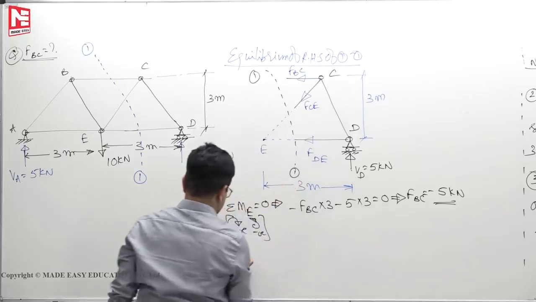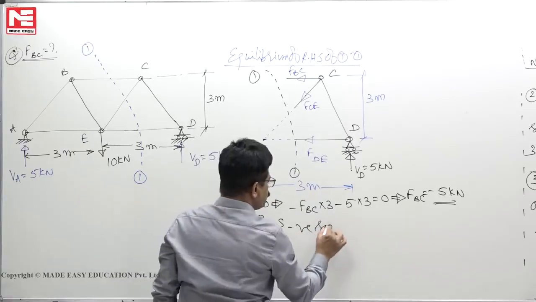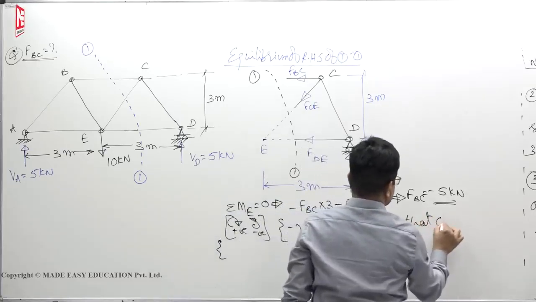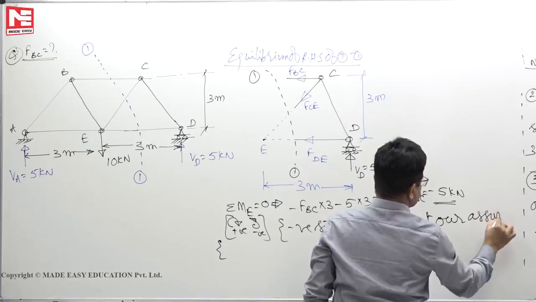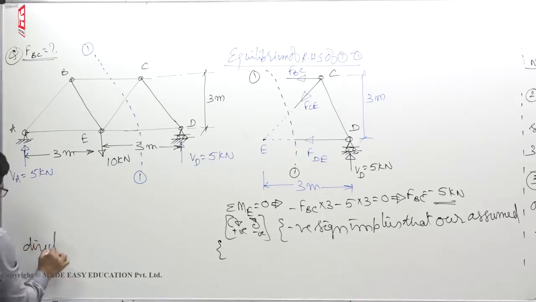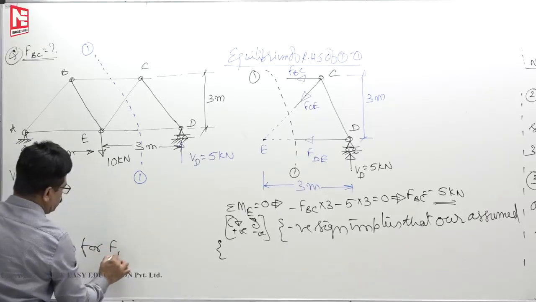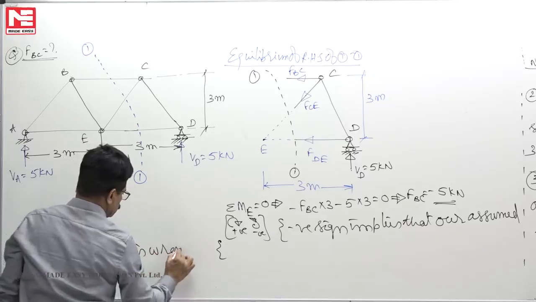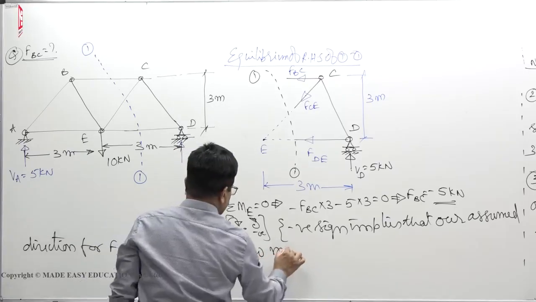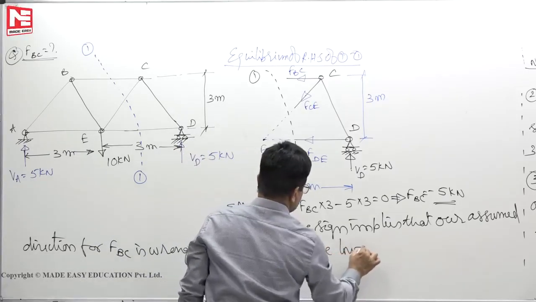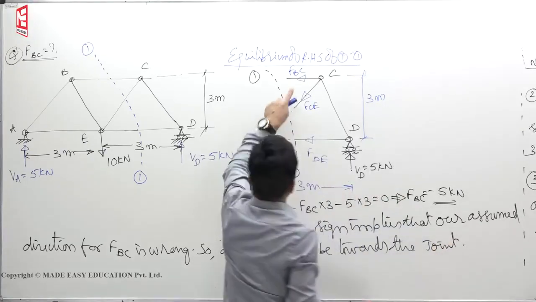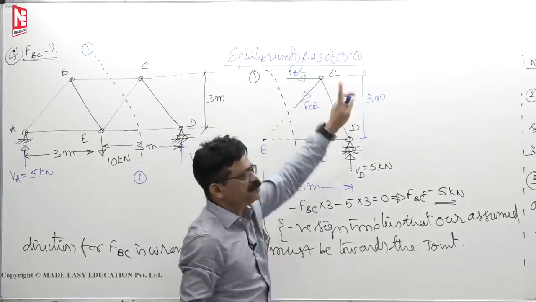So here the negative sign implies that our assumed direction for FBC is wrong. So the arrow must be towards the joint. The arrow you assumed was away, so it cannot act away, it must be towards the joint.